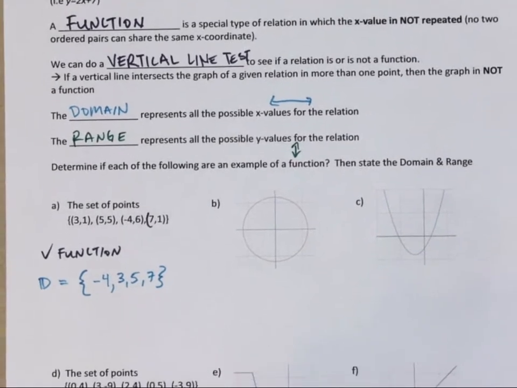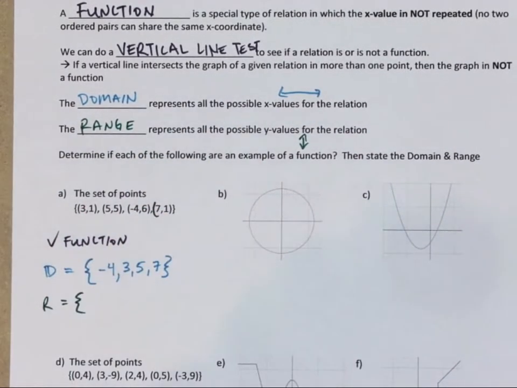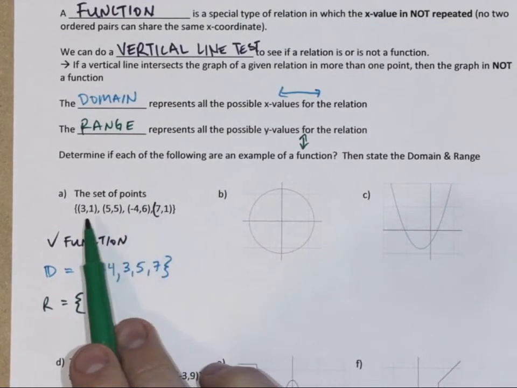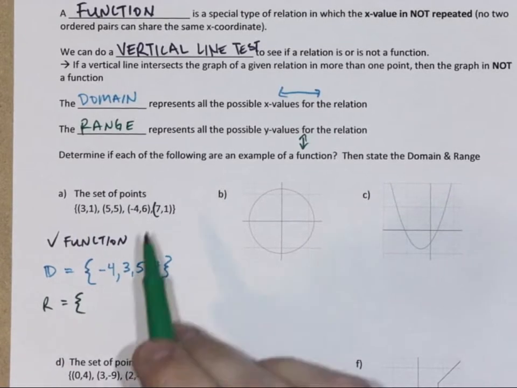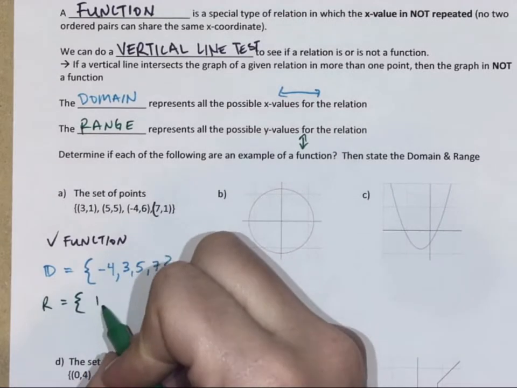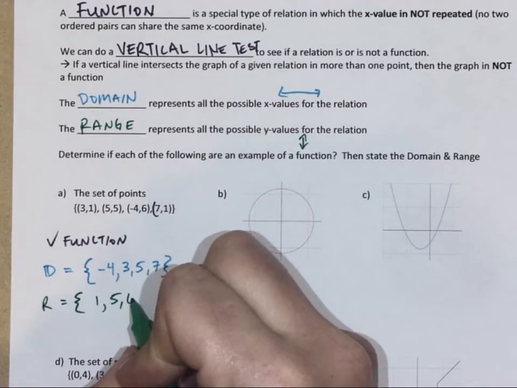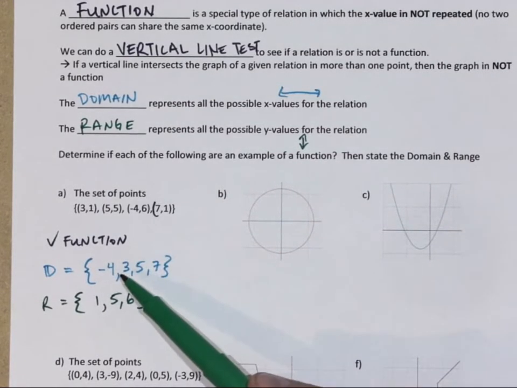Similarly, for range, when it's a set of points, I'm just looking at what are the actual range, what could y be. Even though there's a duplicate, they aren't over top of one another, so that's fine. I don't have to show it twice. So I have 1, 5, 6, and 1. So in order, 1, 5, and 6. So stated whether it is a function, domain, and range.